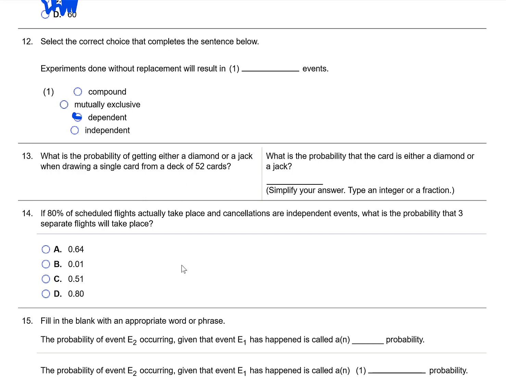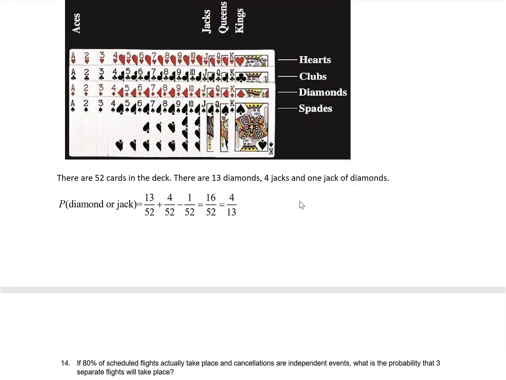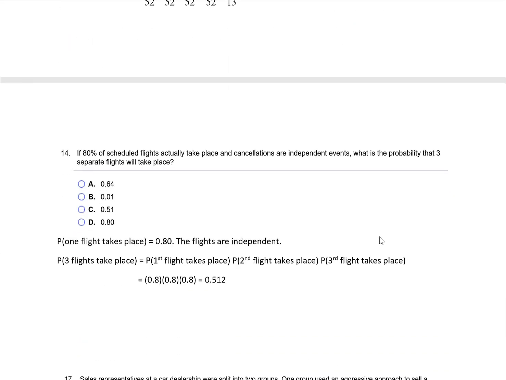Let's see, we're on number 14. This has got a detailed solution also. If 80% of flights actually take place and cancellations are independent events, what is the probability that 3 separate flights will take place? So probability 1 takes place is 0.8. They're independent, so we're just going to multiply 0.8 times 0.8 times 0.8, and we get 0.512, and the closest answer to that is answer C.